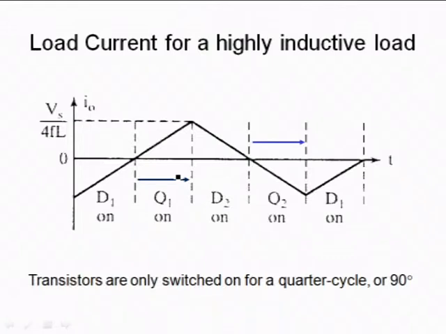So, in the load current for a highly inductive load, this is the duration when D1 is on, and then Q1 is on. So, the current is continuous. D2 is on. See that this is where Q2 is on, and this is where Q1 is on. When Q1 is off, current continues to flow. This way you will get a continuous current. When the load is highly inductive, this load current will be continuous. The transistor is switched on for a quarter cycle or 90 degrees.